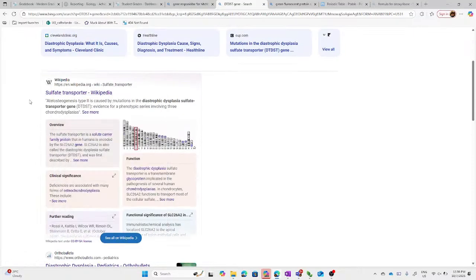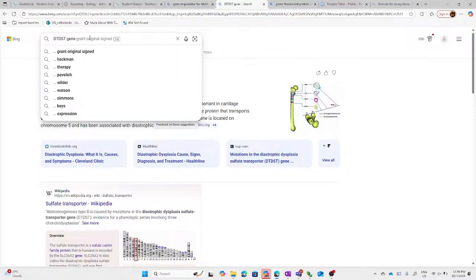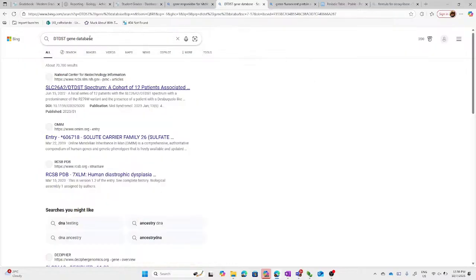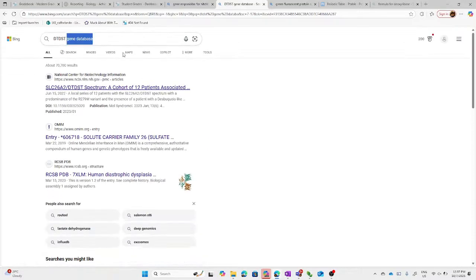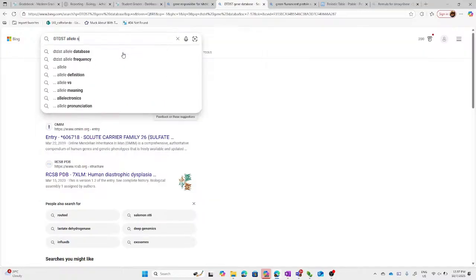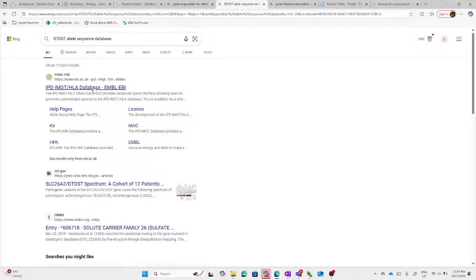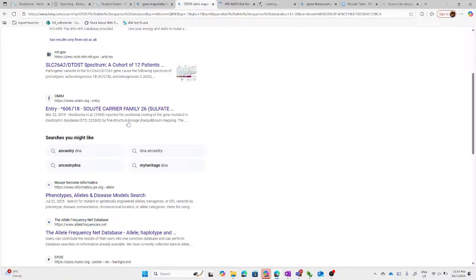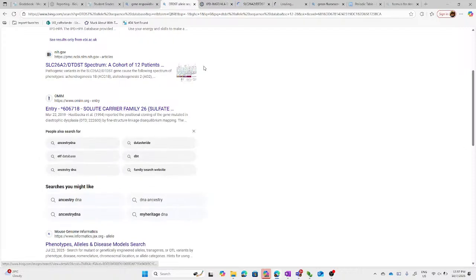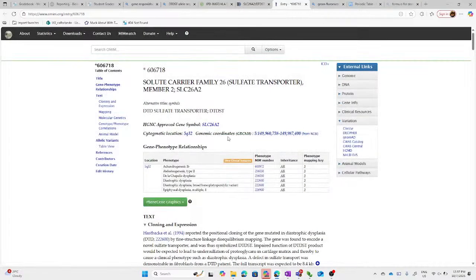And if we look this up, I want to know the sequence. Alleles sequence database. No, I do not want to donate to you.